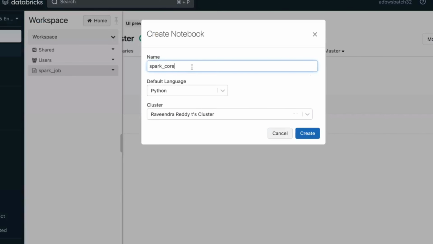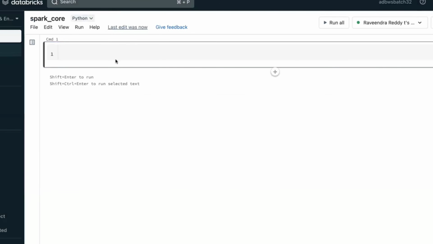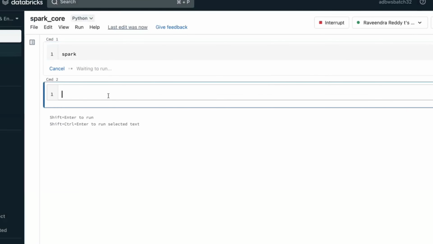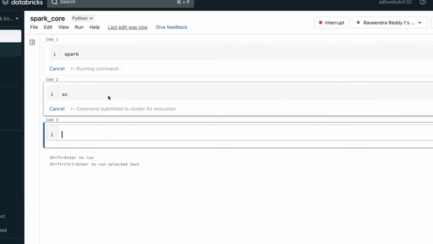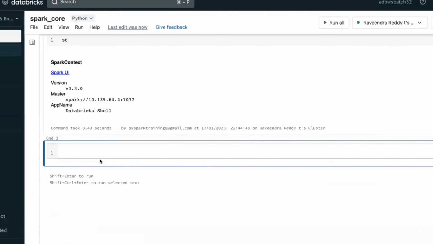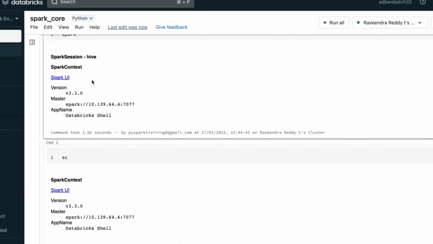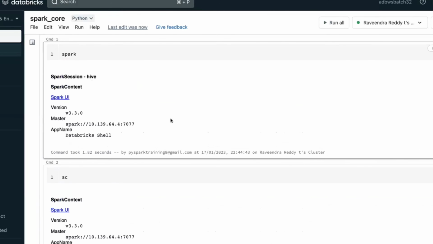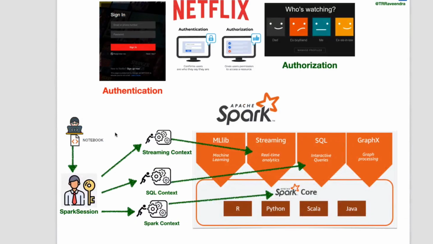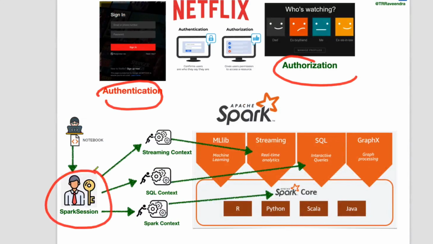Spark core. As I told you, the Spark session is available in a variable called Spark. Spark context is available as SC. And Spark SQL context is also available as SQL context. Still it is available, but you don't need to worry about multiple contexts. Spark session has the privileges of authentication plus authorization, not only for communicating with Spark first, but also authorization.